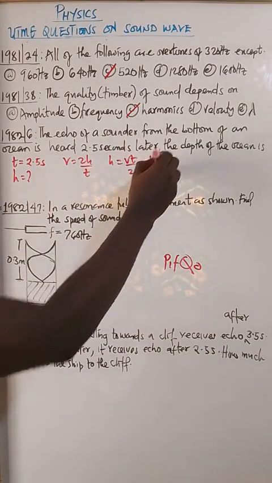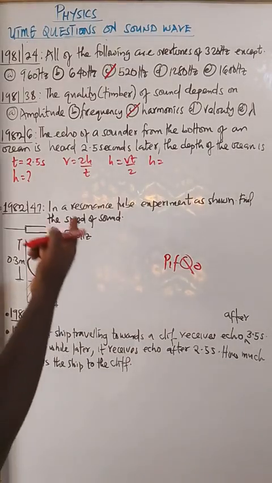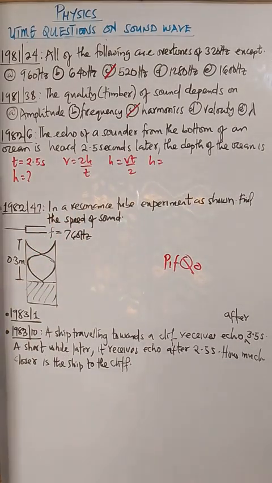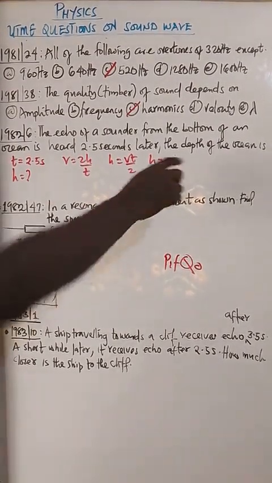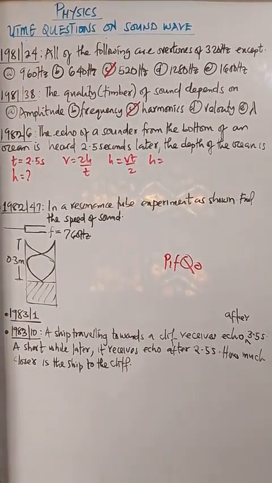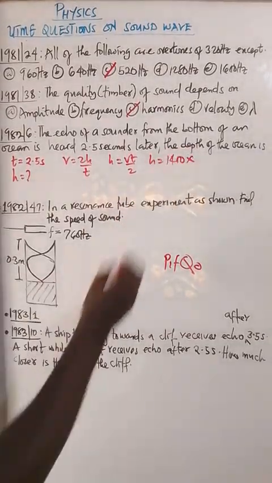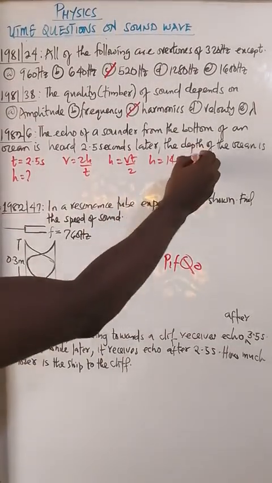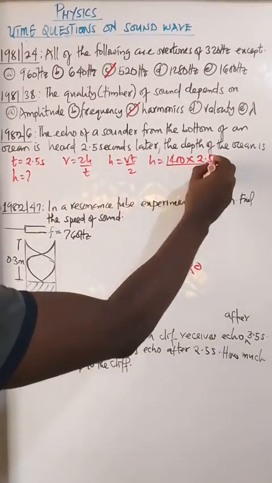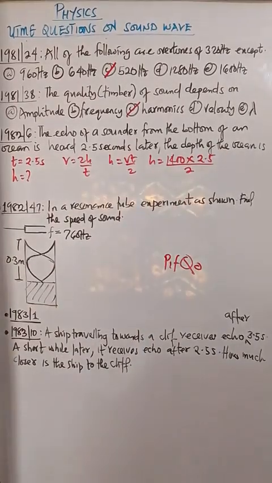So H equals, the velocity is, we're given the velocity of, okay, sorry, you're looking for the depth. But in the question, we are given the velocity. The question is incomplete; we are given 1,400. You can reference back to the past question. And the time is 2.5 divided by 2. That's it. From there, you can get the depth of the sea.